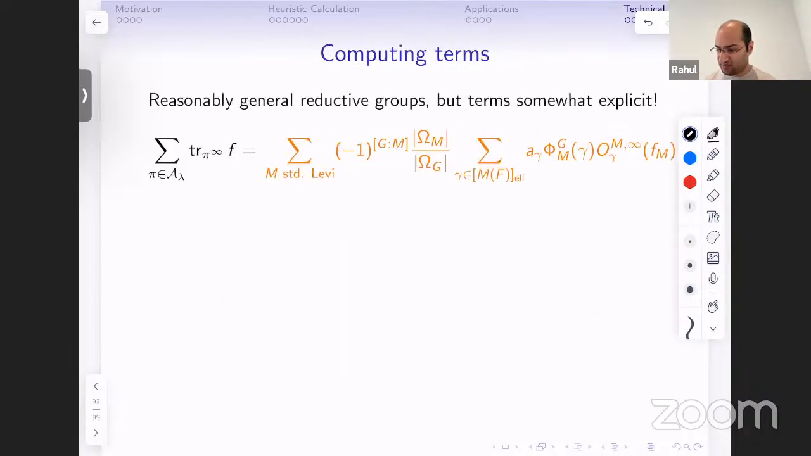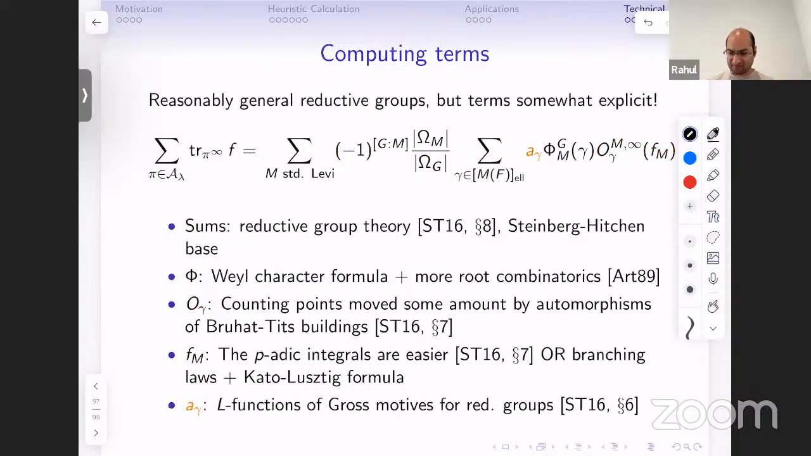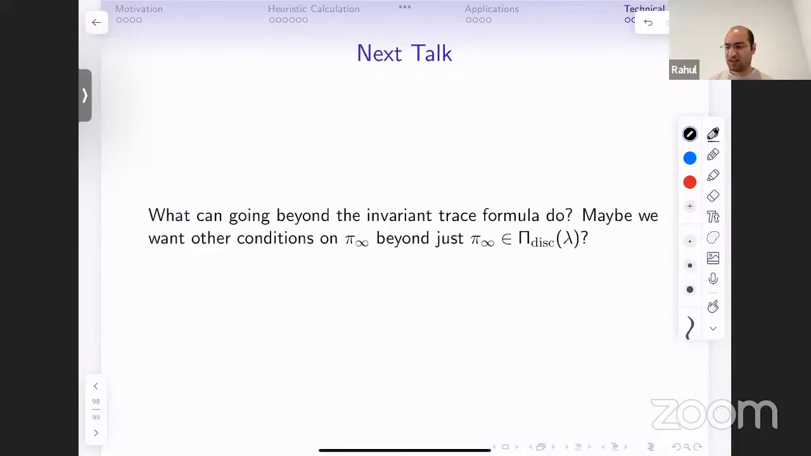So let me skip this next slide. I'm just going to mention what we are going to do in the next talk. This is a pretty great thing that the simple case of the invariant trace formula can get us. It lets us understand these discrete series at infinity very nicely. The next talk is going to discuss how we can go further down the spectrum and go beyond the invariant trace formula. And we'll talk about what we can do when we go beyond the invariant trace formula.